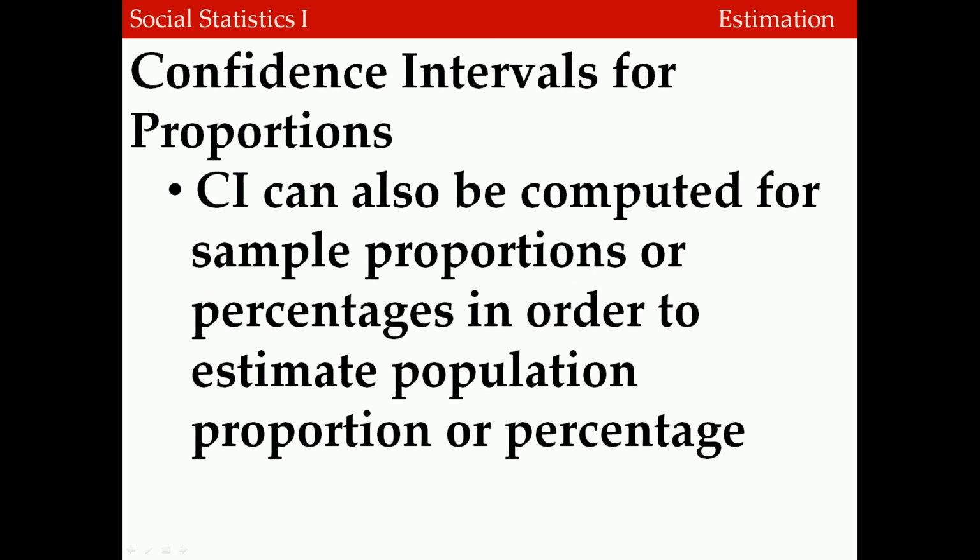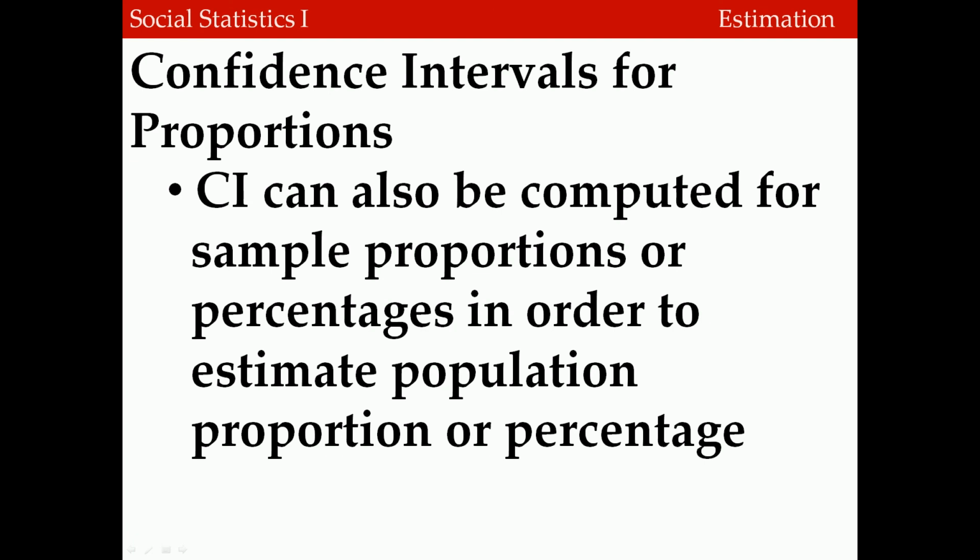Now let's talk about confidence intervals for proportions. So we've been using confidence intervals to compute values for sample means, and that's fine if we're using interval ratio variables. But what happens when we're dealing with nominal or ordinal variables?